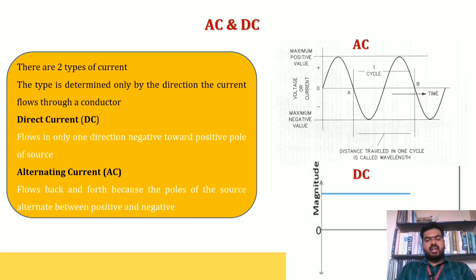The purpose of studying this AC and DC is that in some circuits we use alternating current, and in some applications we use direct current, that we will see clearly in the forthcoming videos. But this is the difference between AC and DC. The type is determined only by the direction of the current. If the current flows in both directions, that means alternating current. If it is in only one direction, it is direct current.